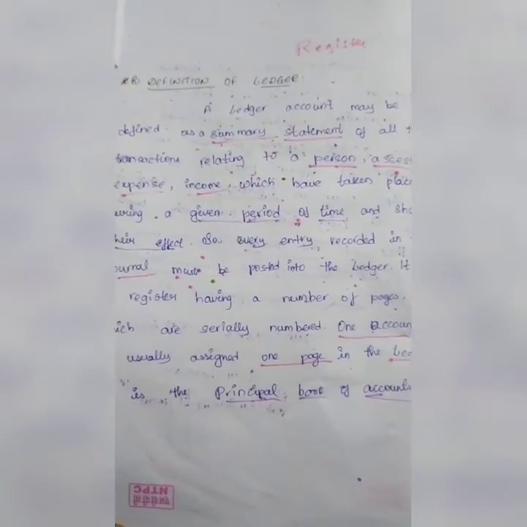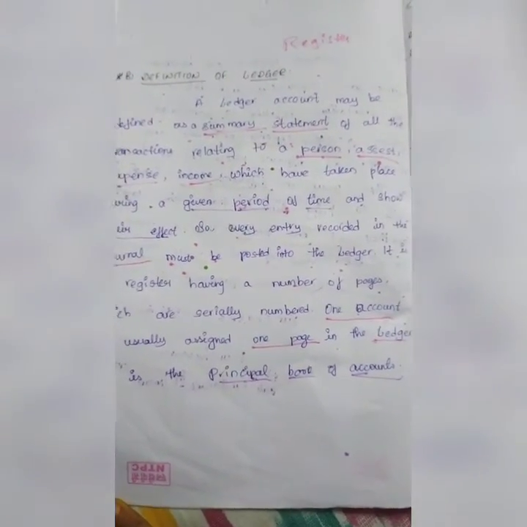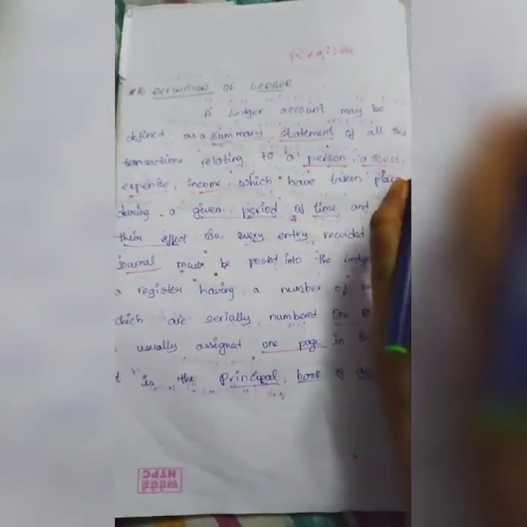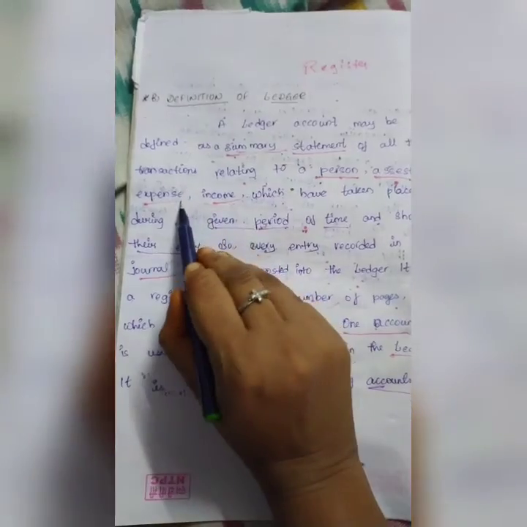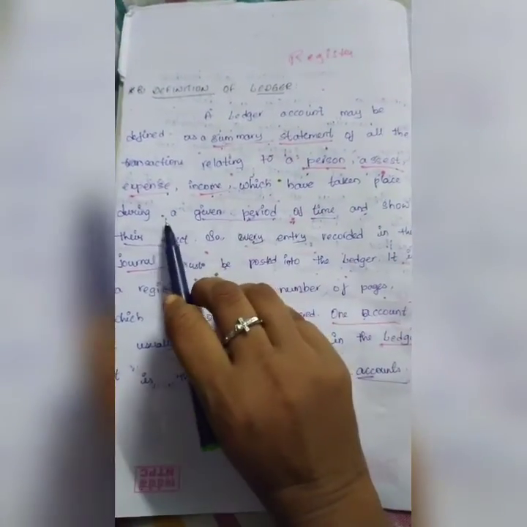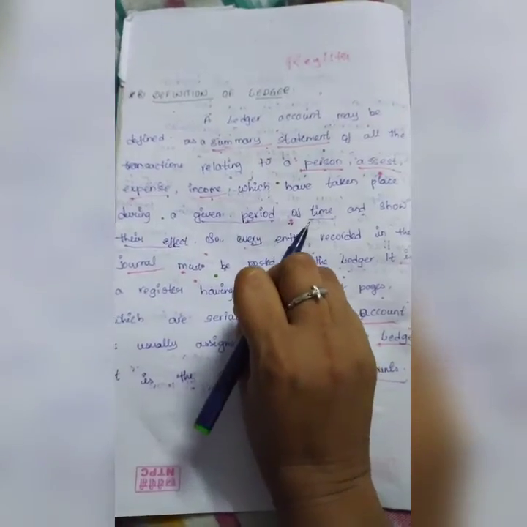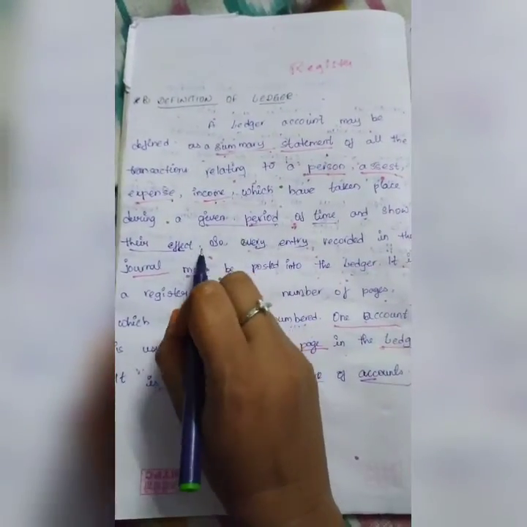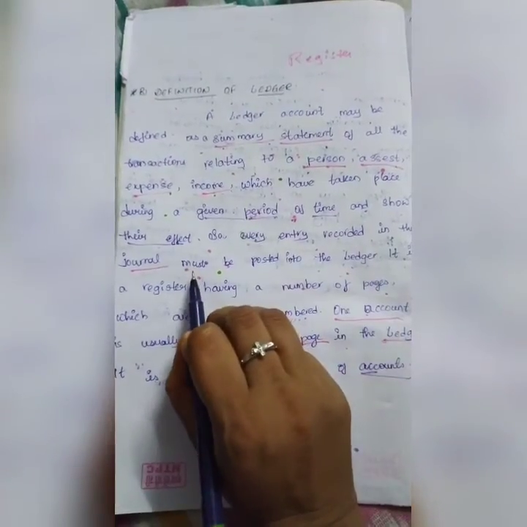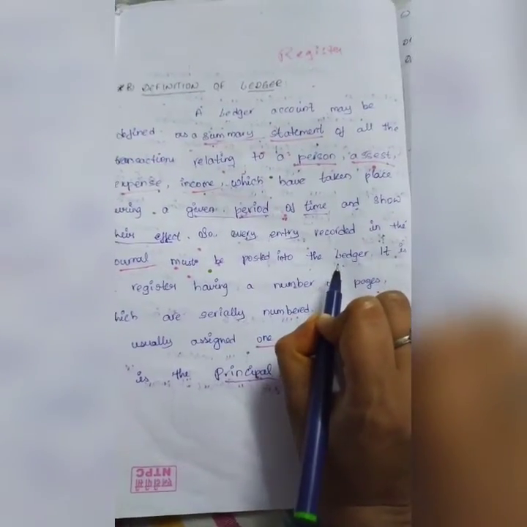Now let us see the definition of the ledger accounts. A ledger may be defined as a summary statement of all the transactions relating to a particular person, asset, expense or income which have taken place during a given period of time and show their effect. So every entry recorded in the journal must be posted into the ledger.